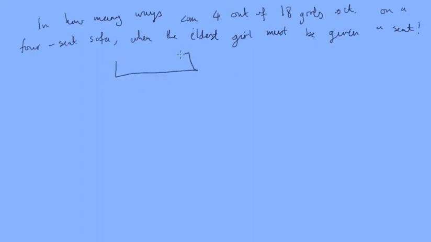So let's think about our 4-seat sofa. One of these is going to be taken up by the oldest girl, and that can change. The seat can be chosen in 4 different ways. You can sit there, or there, or there, or there. So there's 4 possible ways that the eldest girl can be seated. And now that leaves 3 places left, but the oldest girl's already got her seat, so there's 17 girls left. So that must be 16,320 ways.